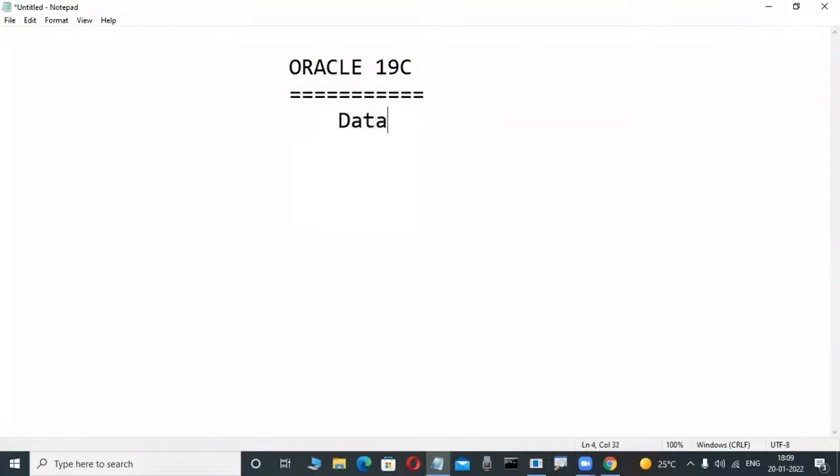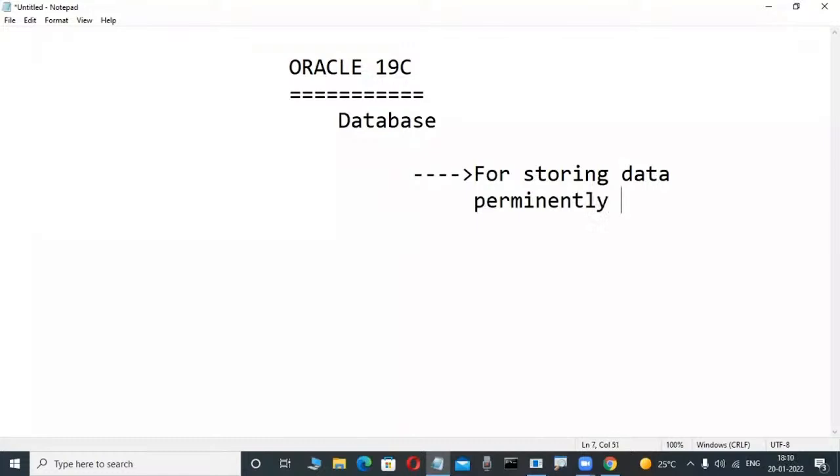Database. Don't write anything, just observe here. But what is the purpose of these database products? Everyone knows. Whenever we install these database products in our system or on the company side, what is the main purpose? For storing data permanently in secondary storage devices. Secondary storage devices means maybe a hard disk, yes, one of these.